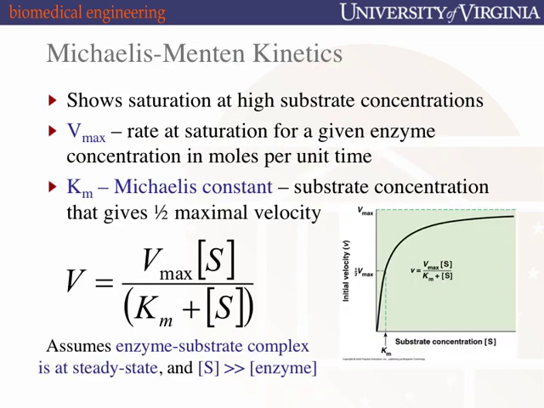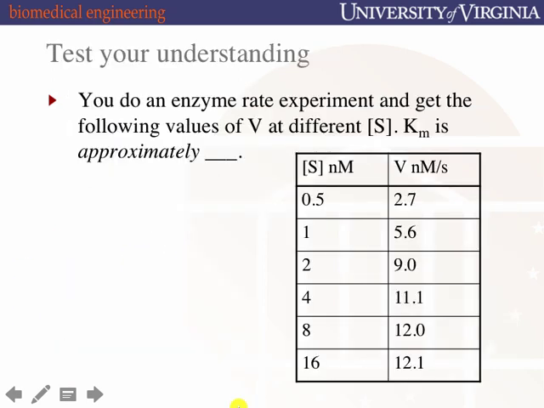All right, I can't harp on this enough. You guys just focus on this slide, know this equation. It's not blue, but I'd strongly suggest that it be in blue. All right, so let's test our understanding of this. Here's a little problem for us to do in class. You do an enzyme rate experiment and get the following values of V at different substrate concentrations. Km is approximately what? I'm going to give you between 60 seconds and 120 seconds to figure this out.